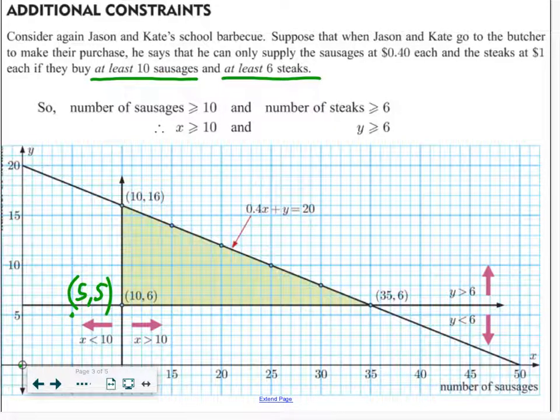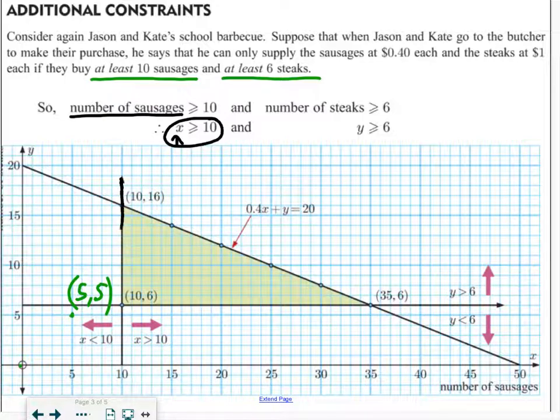Since they're just dealing with one variable, we are going to use inequalities. Since the number of sausages is X, we say X must be greater than or equal to 10. So as we graph X equals 10, which is this line right here, we know that if we want values that are greater than 10, we are going to shade things to the right. And we know that before we couldn't spend money over $20, so we were shading things below that general equation line.